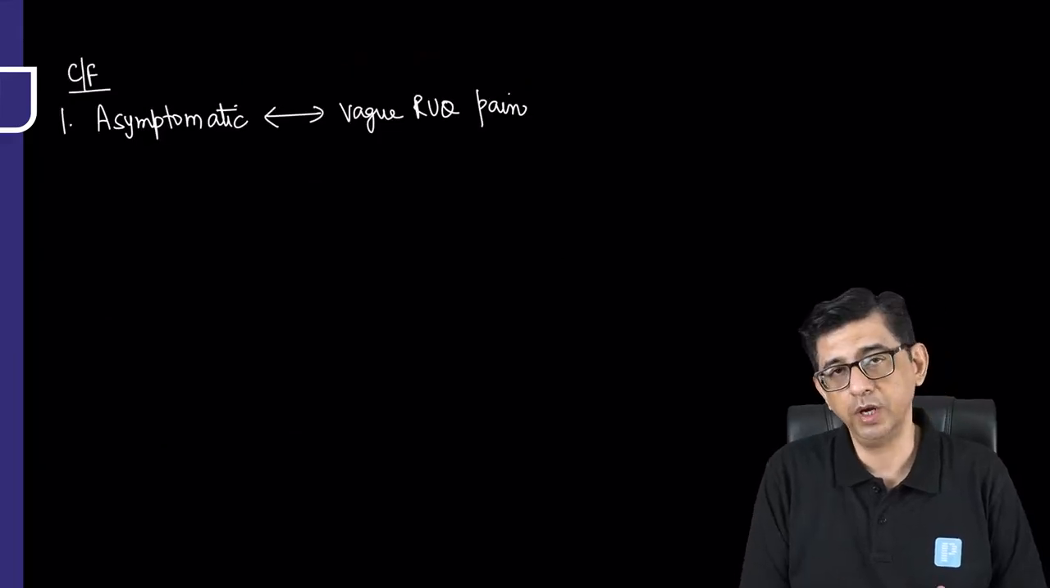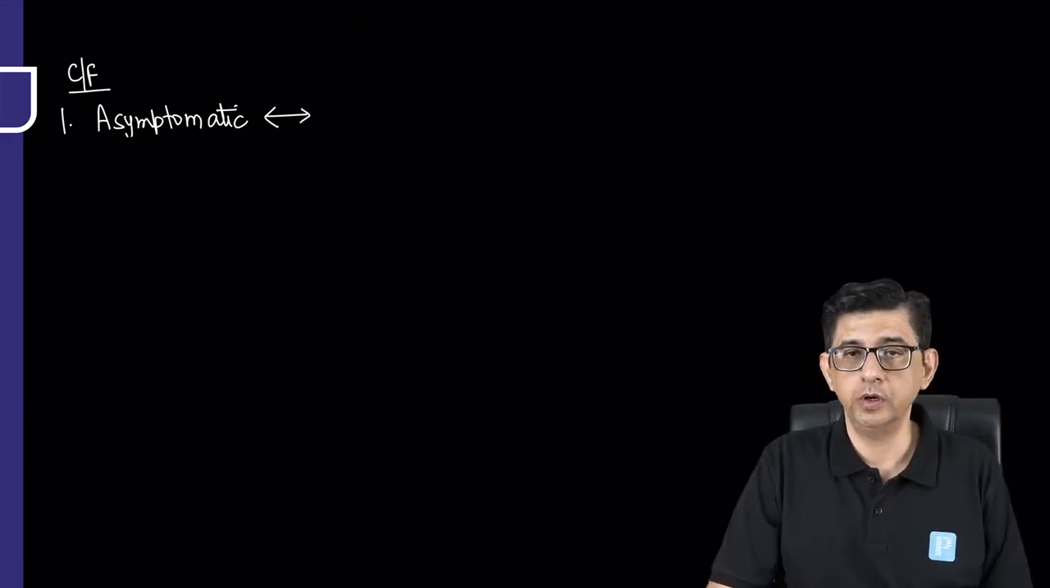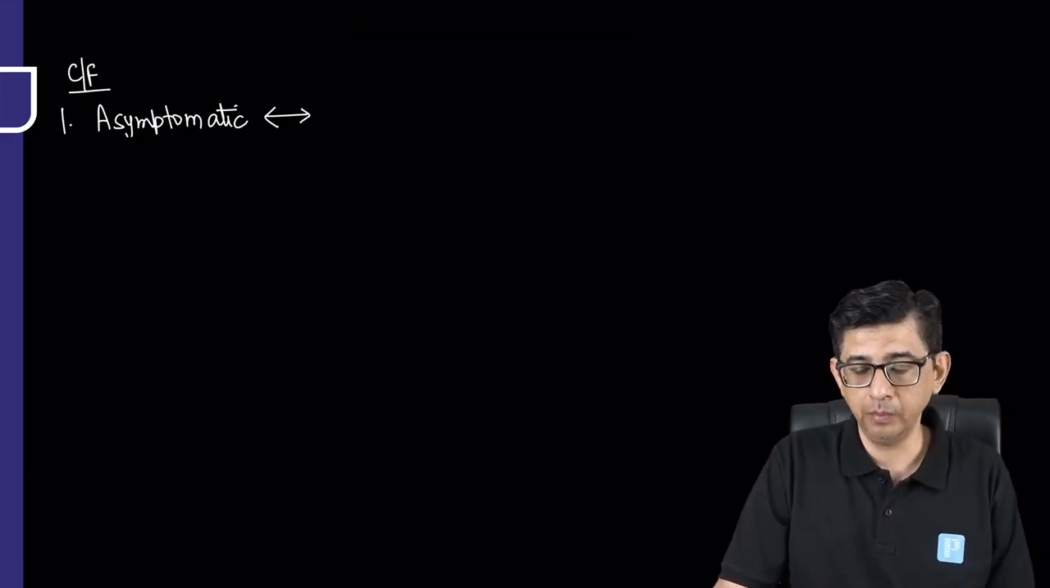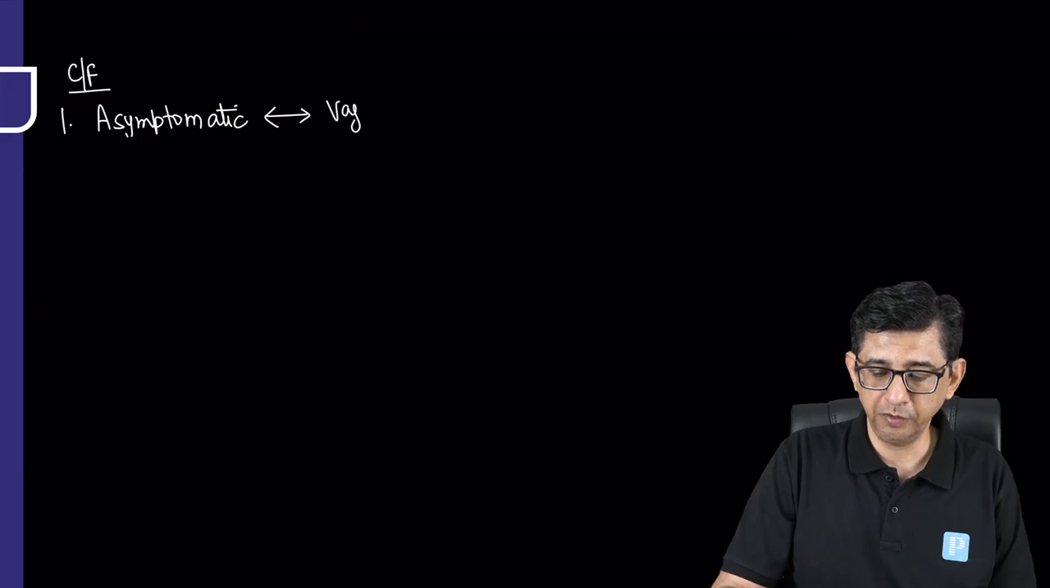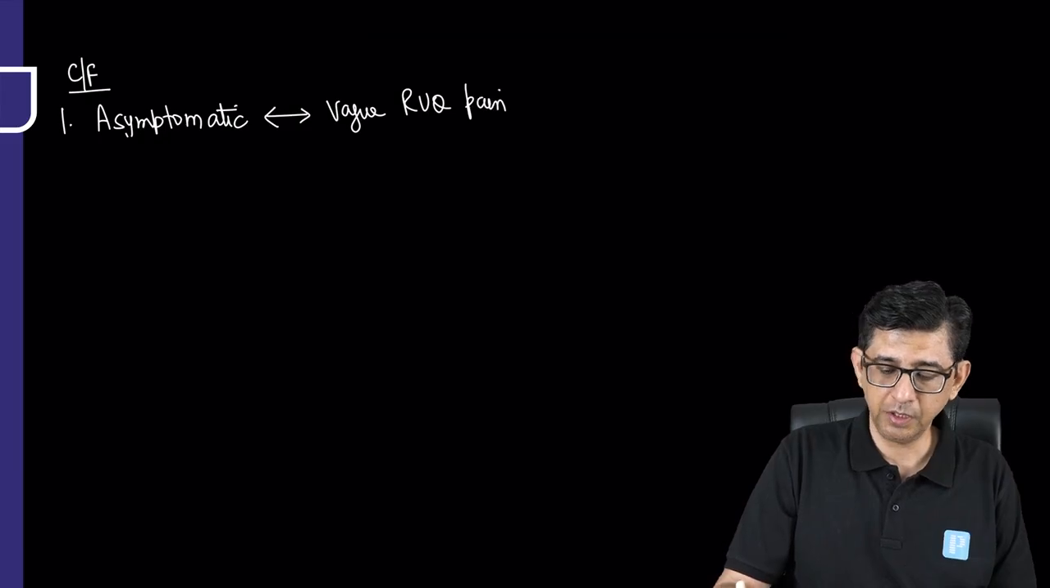And let's now look at the clinical manifestations. The majority of cases are going to be asymptomatic, but some patients could be complaining of a vague right upper quadrant pain. And then on physical examination, there will also be the presence of hepatomegaly.